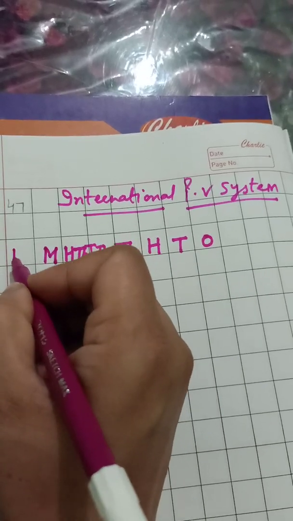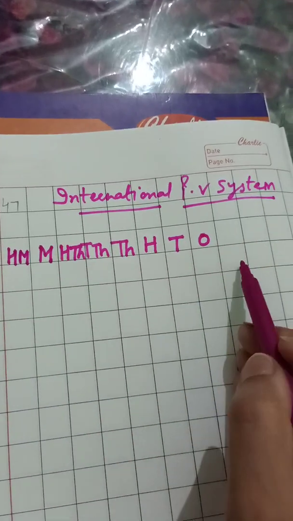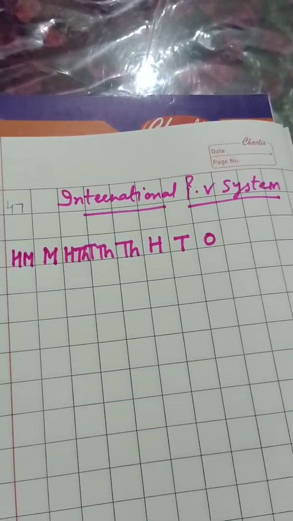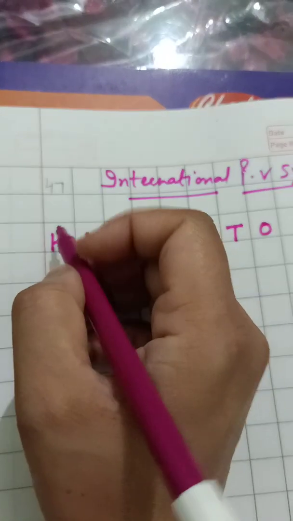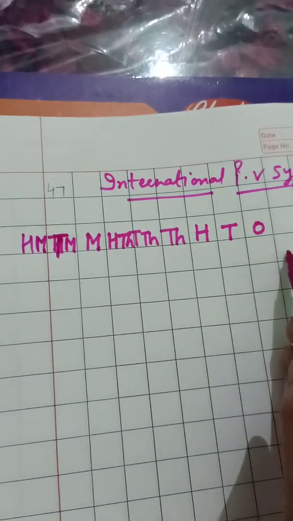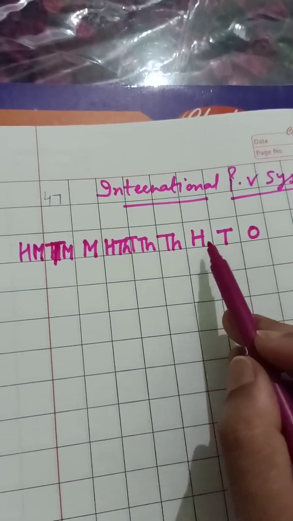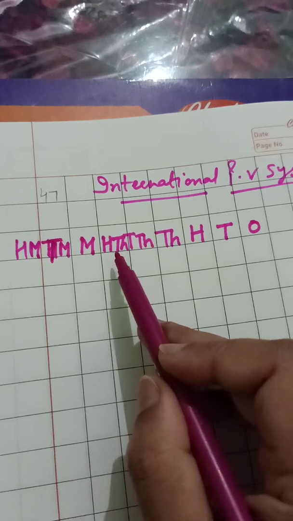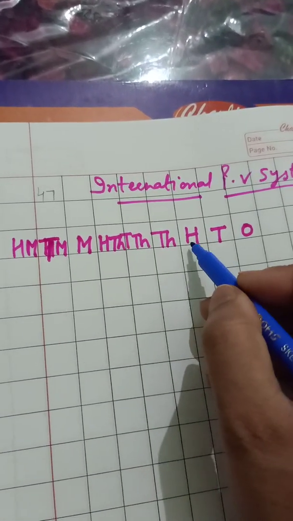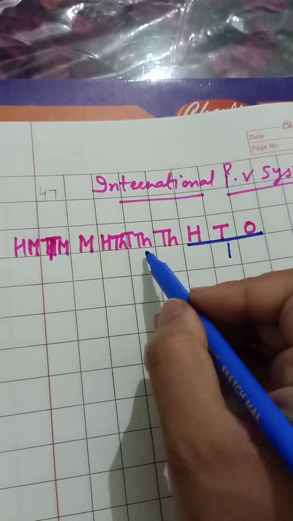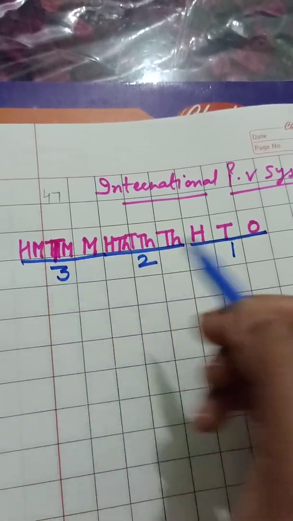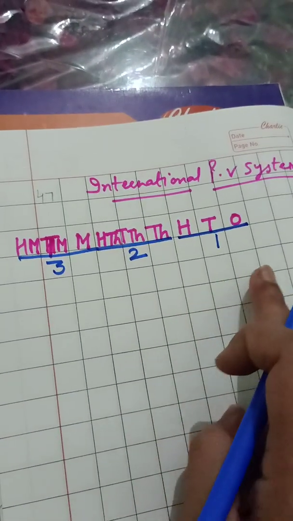Million, 10 million and 100 million. Sorry, it's not 100 million first, it's 10 million and then 100 million. So count it: they are 9. Ones, tens, 100, 1000, 10,000, 100,000, million, 10 million, 100 million. Now it is divided into three parts: this is the first part, this is the second part and this is the third part. So this is the international place value system.